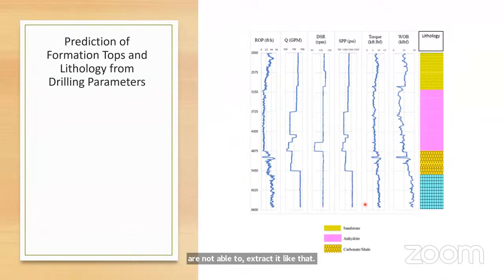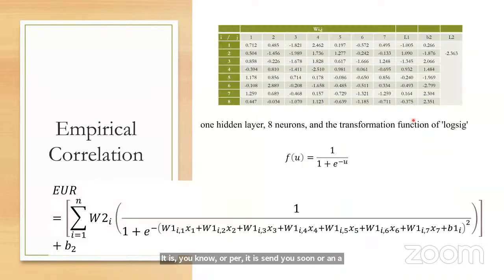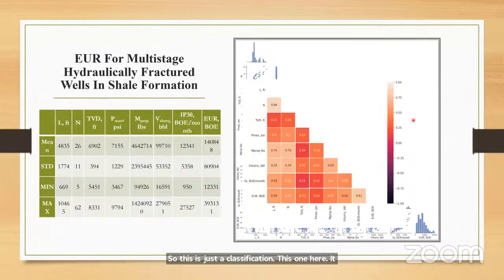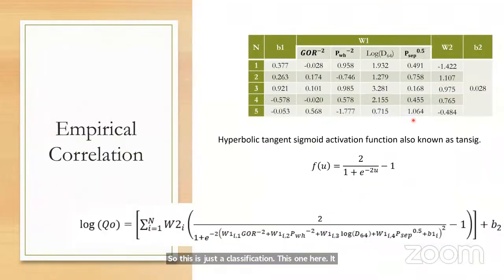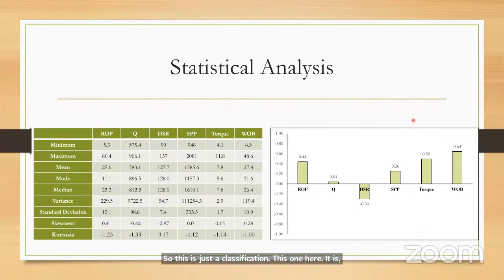The last example here is the prediction of the formation tops or lithology from the drilling parameters. Basically, you have the rate of penetration, the pressure, the torque, the weight on bit, and you can predict the lithology. So this is a classification problem. It is yellow or purple. It is sandstone or anhydrite, or is carbonate, and so on. This one here is a regression problem, and this one as well, the one for the flow rate. However, the last one is basically a classification problem.